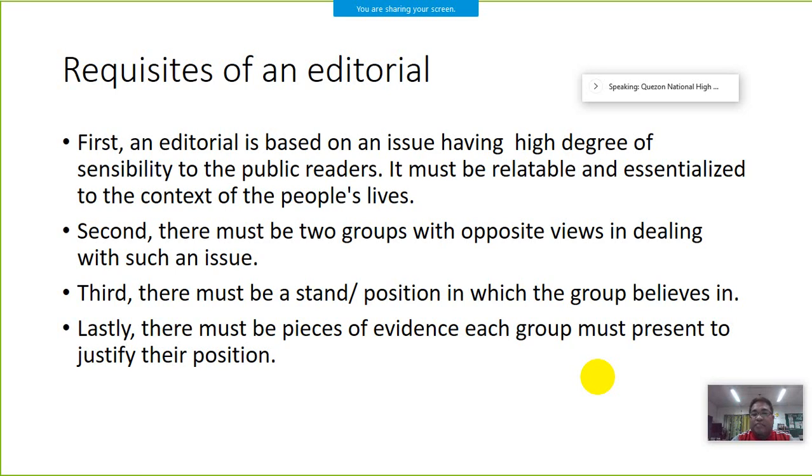Lastly, there must be pieces of evidence each group must present to justify their position. So, giving the position is not enough. So, the editorial does not end there. It must be well supported by pieces of evidence. Meaning, the position or the stand of the writer must be justified in the body or in the context of discussing the editorial.